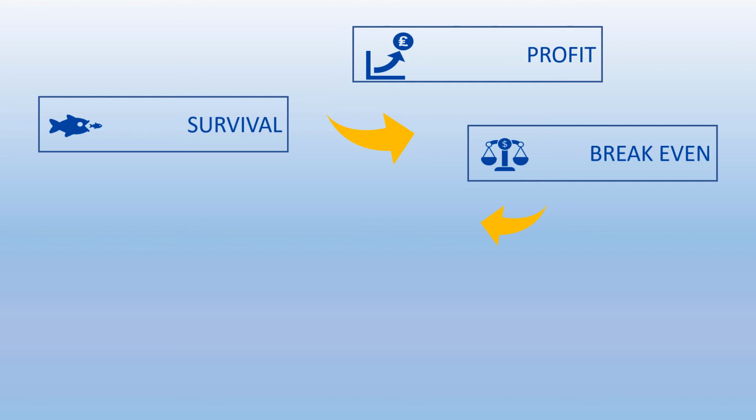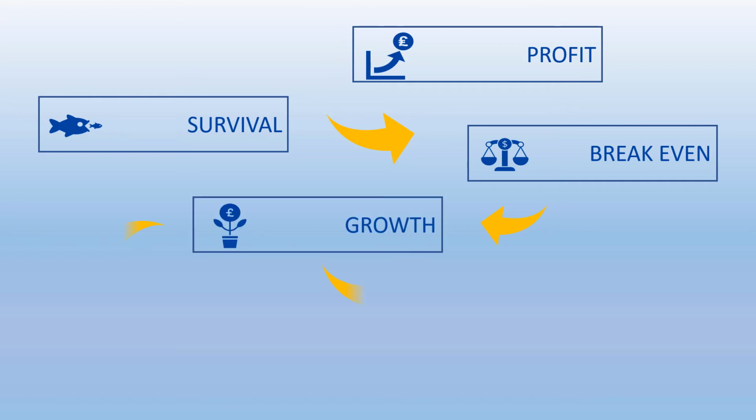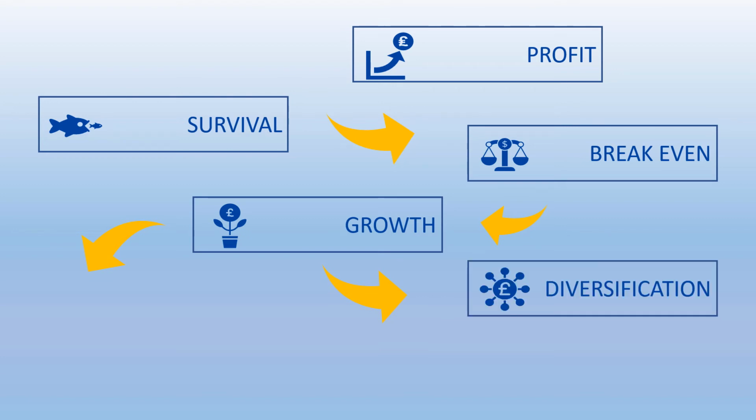And so they need to have money coming in in order to break even. And of course, if they've gone through that survival and break even stage, then hopefully they're going to be at a point where they can start to develop, where they can start to grow. And with growth comes the opportunity for diversification. And you remind your students that diversification means that you are now introducing more than one revenue stream. You've got a variety of ways in which money is coming into the business.